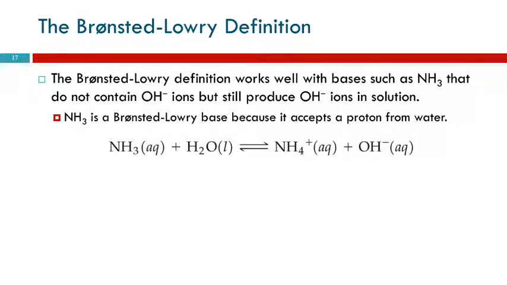Ammonia is a base, but it doesn't have hydroxide ions in it. When we put it in water, it does form hydroxide ions, but the Arrhenius definition does not explain what's going on here. So here, NH3 reacting with water, the water donates a hydrogen ion to the ammonia. The ammonia accepts the hydrogen ion. The ammonia is the base, the babysitter. When you put an H plus on this, you get NH4, the ammonium ion.